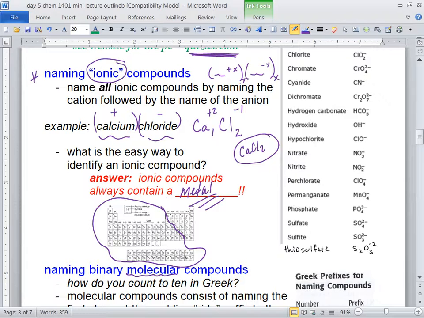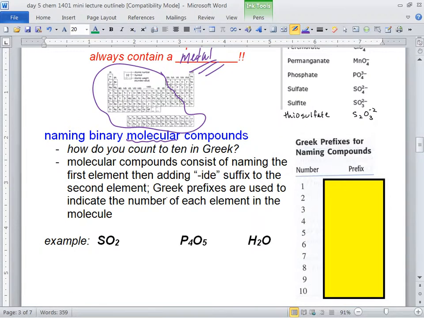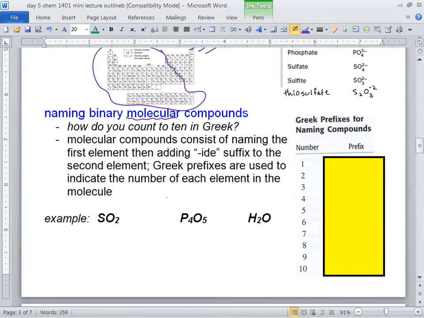Okay. Now you see a compound, you don't see a metal. Here's some examples. Sulfur and oxygen, phosphorus and oxygen, hydrogen and oxygen. See, hydrogen is kind of that goofy guy. Remember, I think Lorena asked, hydrogen's a metal? If you put it in the right conditions, it does. But we're treating it as a non-metal. So you don't see a metal in here. So you don't name cation and then anion. You have to instead count to 10 in Greek. You know how to count to 10 in Greek, and then you can name these compounds.